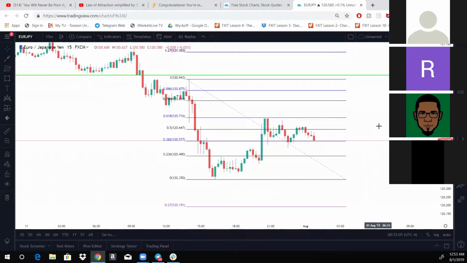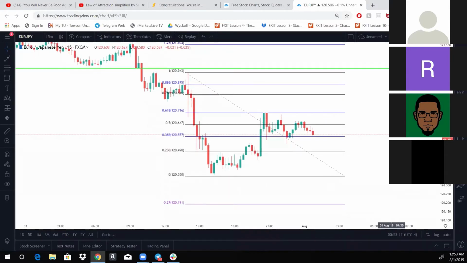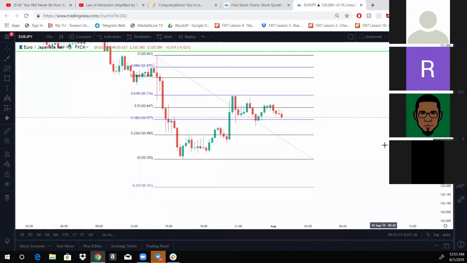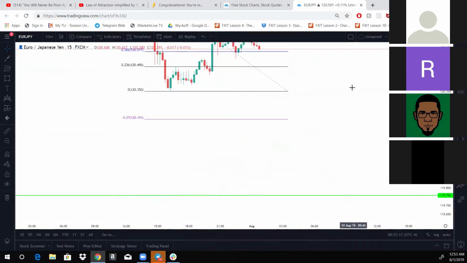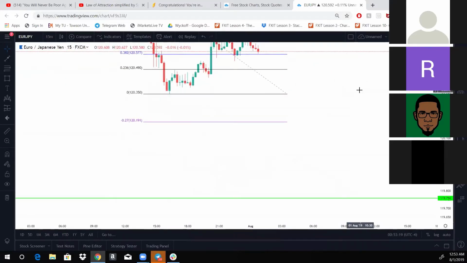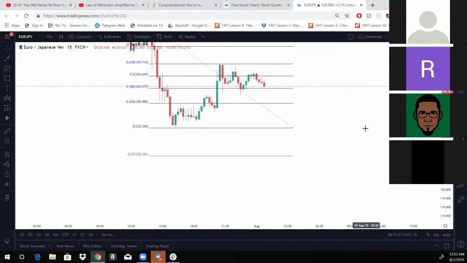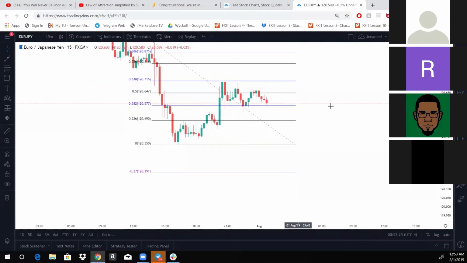Lower highs, so it will keep going down. Definitely see this dropping to this next zone, which is about 80 pips from here. So I'm still in this.